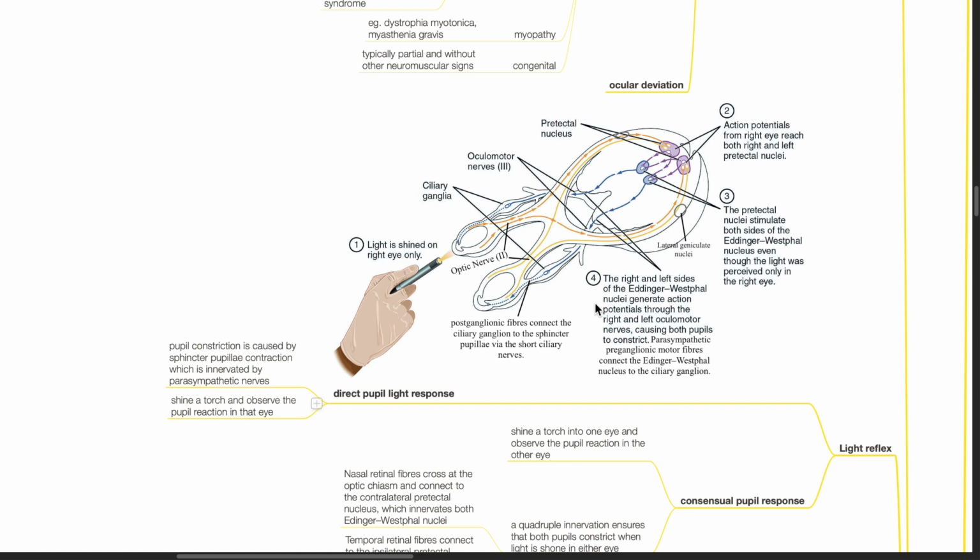When light is shined on the right eye only, light is detected by the retina and converted into action potentials, which are transmitted by the optic nerve. Action potentials from the right eye reach both the right and left pretectal nuclei.